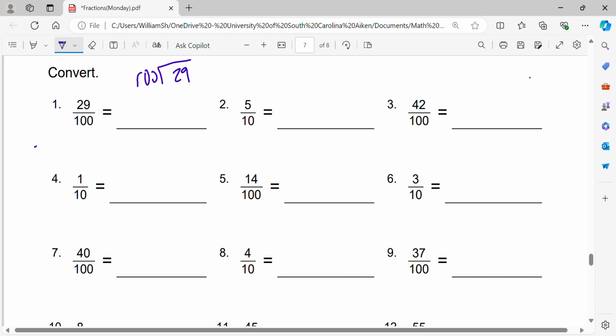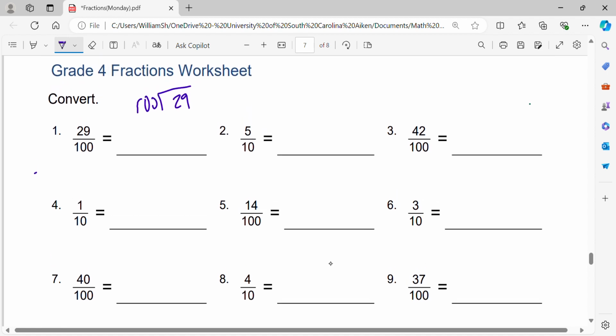Now 100 obviously can't go into 2 or 9, but it can go into 290 two times. Then we bring this 0 down, and it can go into 900 9 times. So we can see that the conversion there is 0.29. 29 out of 100 converts to 0.29.